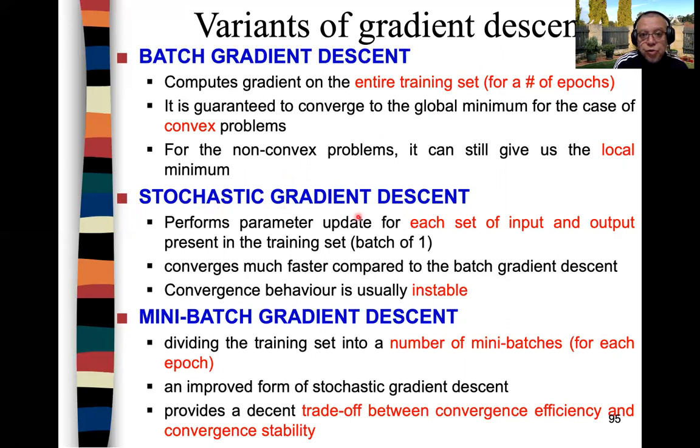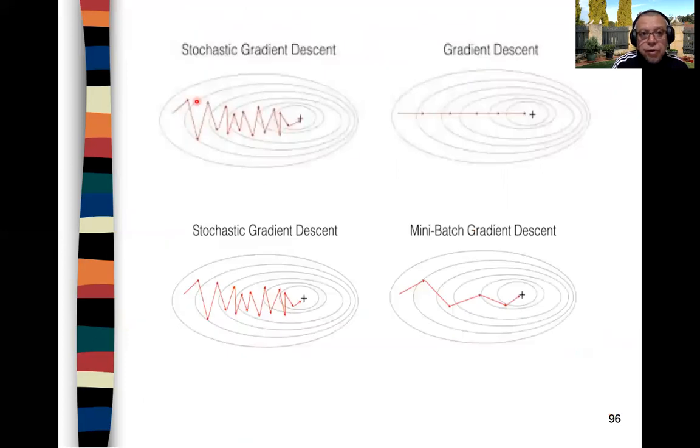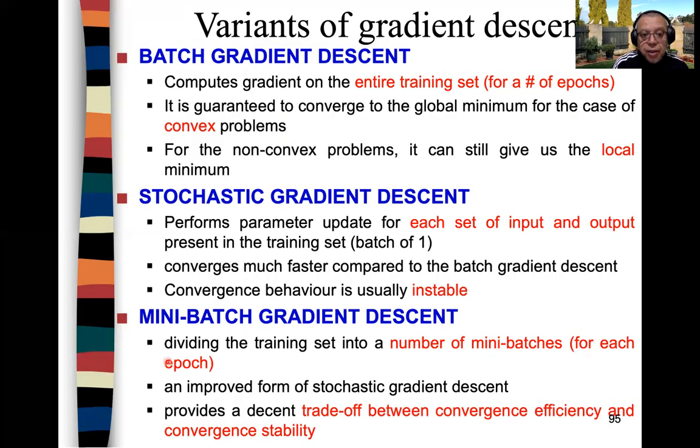Another approach is to use stochastic gradient descent. In this case, you perform a parameter update, updating the parameters of your CNN for each set of input and output present in the training set. It's just like if your batch size is one. So you do it for each training sample: first sample, second sample, third sample, and so on. Finish with one epoch, you do it for the second epoch, one by one. Convergence is much faster compared to batch gradient descent, but the convergence behavior is not stable.